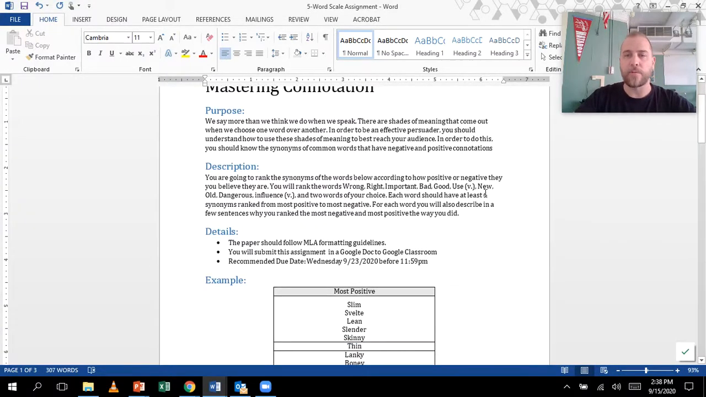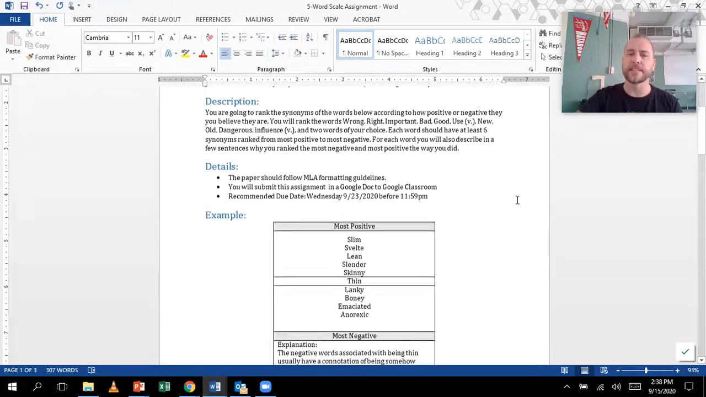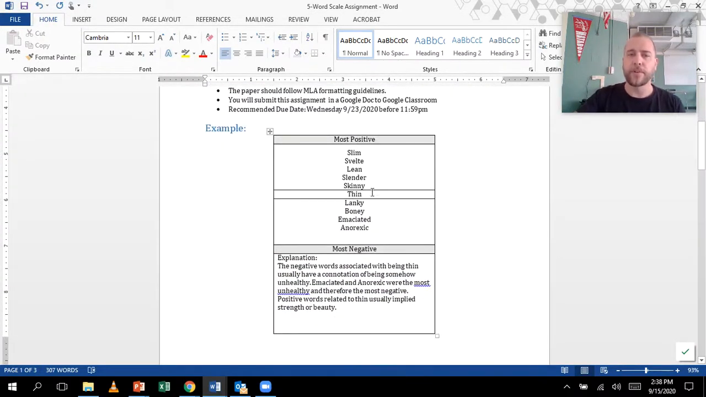For each word, I want you to have at least 6 additional synonyms ranked from most positive to most negative, just like we did on that synonym line. I'll also ask you to describe in a few sentences why you rank them that way. So, for instance, here, if I were to do the word thin, I put the neutral connotation word right in the middle. If I wanted to come up with synonyms that were both positive and negative and put them in order from most positive to most negative, I would do it this way.